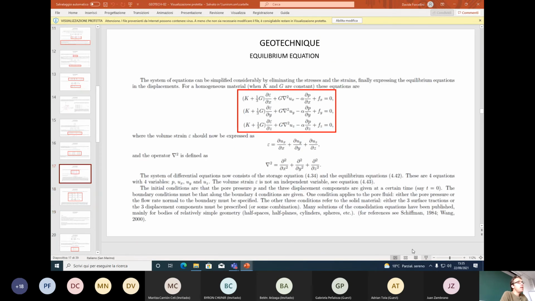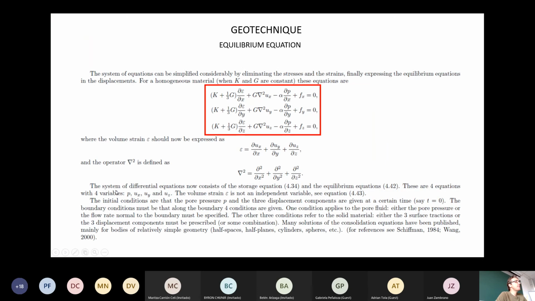So here we have definitely the system of differential equations, which now consists of the storage equation that we know and the equilibrium equation, and these 4 equations have 4 variables: the 3 displacements, and P, that is the pore pressure. The volume strain epsilon is not an independent variable, as you know from this equation.